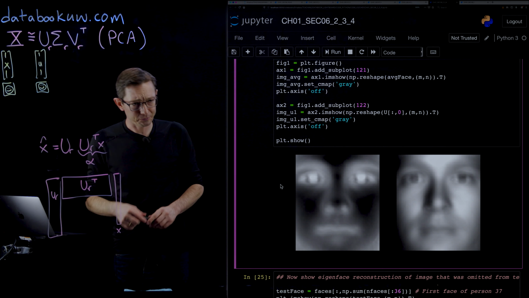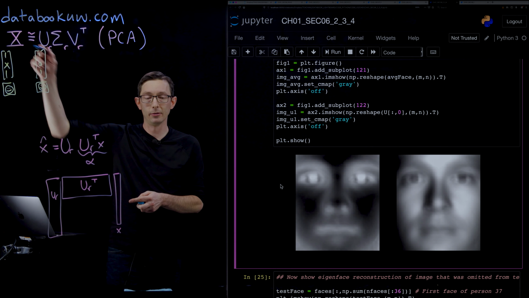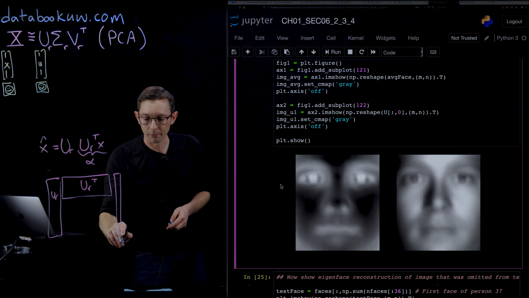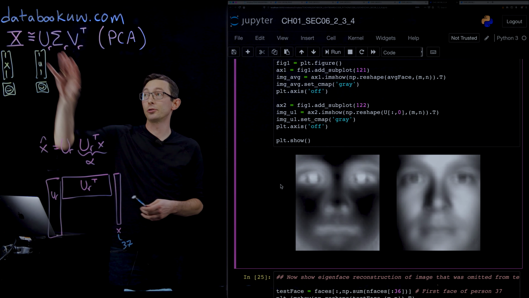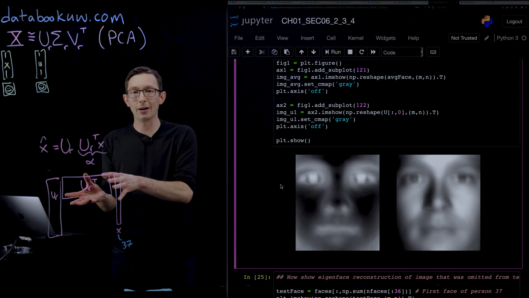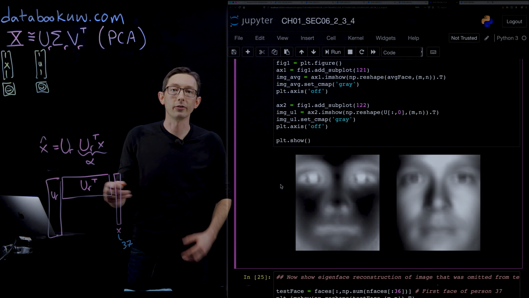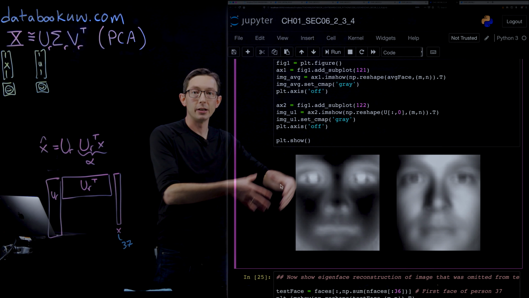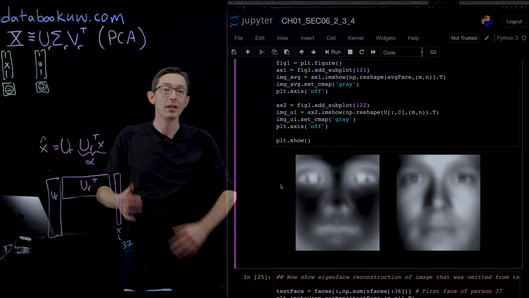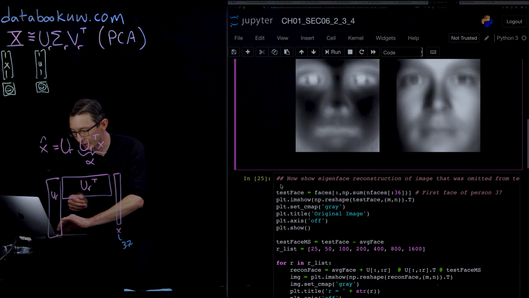And so what I'm going to do now is I'm going to take, this was trained on the first 36 people. Now I'm going to take an image from person 37 that was not used to train this library, and I'm going to see how his face looks when I project it down into a subspace and then reconstruct with those modes. And I'm going to vary r from like 25, 50, 100, 200, 400, 800, and so on. And hopefully we can faithfully represent his face if we increase the number of modes to something reasonable. Okay, so that's what we're going to do here.